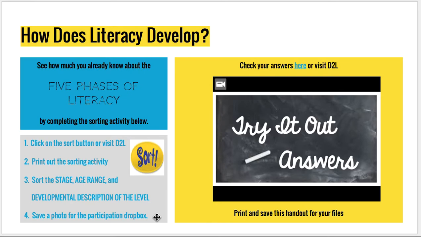When you finish your sort and Dropbox it, come back and you may click right here on the word here, or go into D2L, and there will be a hard copy of the answers with some more information. The information on this sheet right here is extremely valuable to you as a literacy teacher because not only does it talk about the stage of literacy development, the age range, and the description, it also talks about for each stage, what can teachers do to help kiddos in this stage? And what can parents do to help kiddos in this stage? So it's very specific and gives you a great amount of information that's applicable.